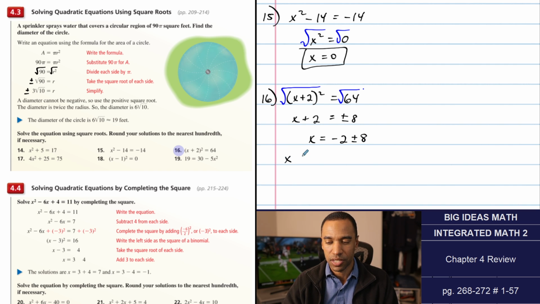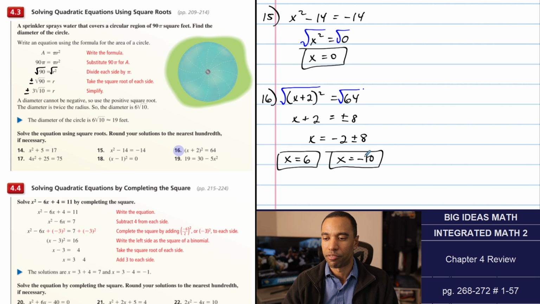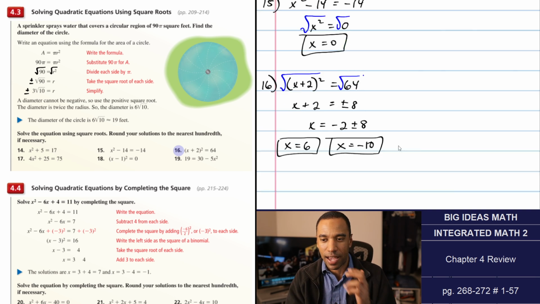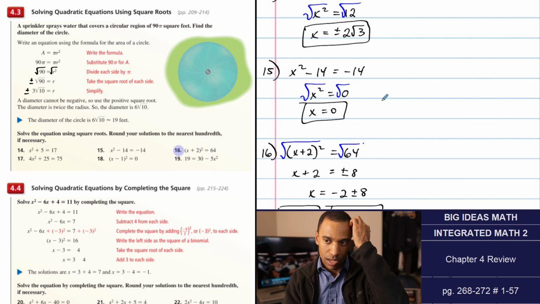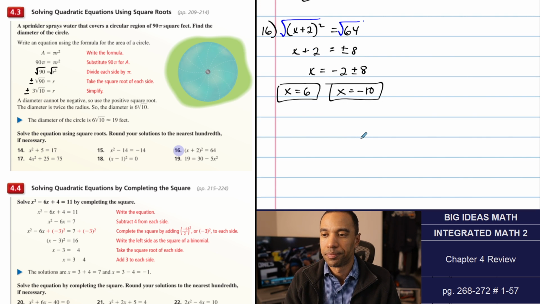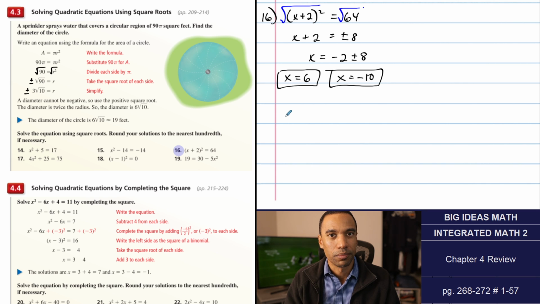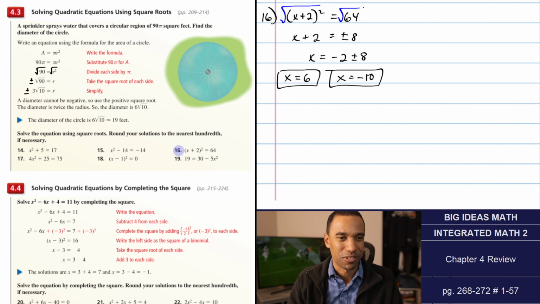What is negative 2 plus 8? What is negative 2 minus 8? Negative 2 plus 8 is 6, or negative 2 minus 8 is negative 10. Two different answers. Which also means this was factorable if we wanted to find a way to solve this. So was number 15. Well, can't really factor 15 when you get 0 as a solution, but that's okay.